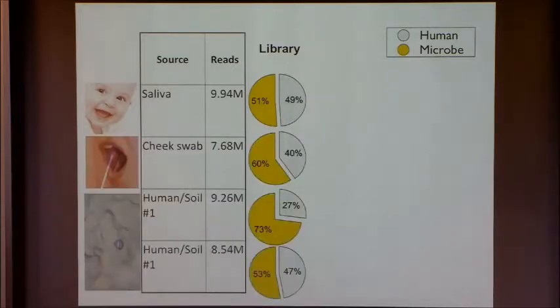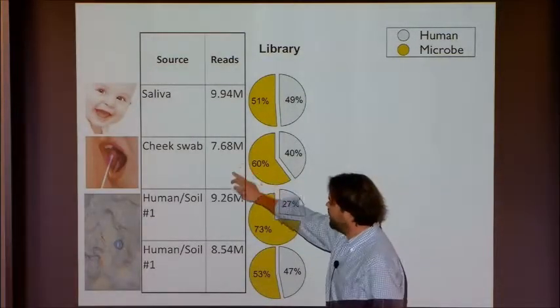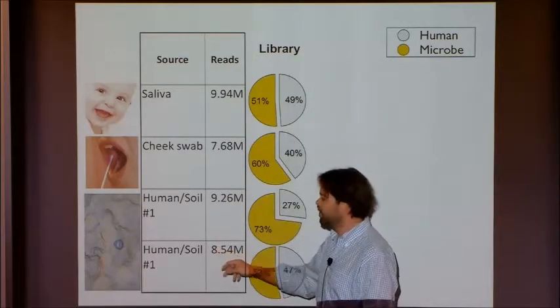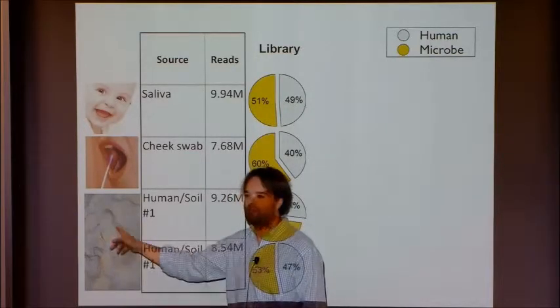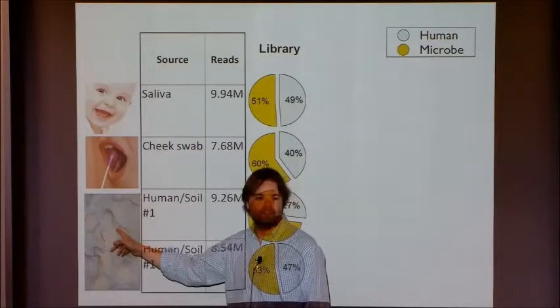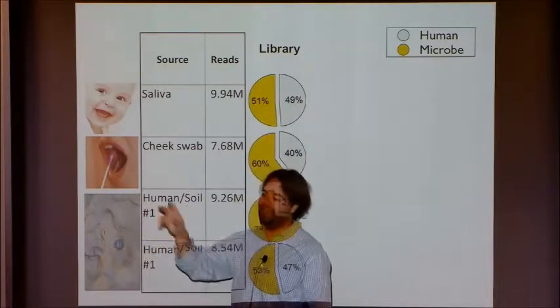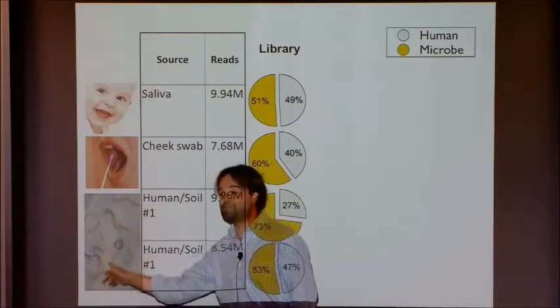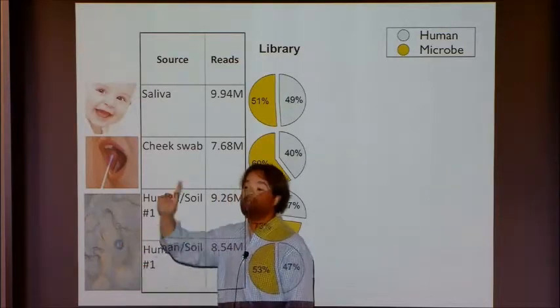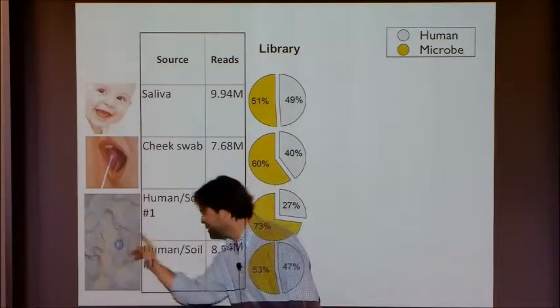And here are some additional samples. Here's a cheek swab. And then here are 2 human soil samples. Does anyone know what human soils these are? These are the ones from the British. The picture is of the footprints in Britain that came out from it. These aren't the ones we sequenced. Those would be very cool to sequence, but we didn't get our hands on that.